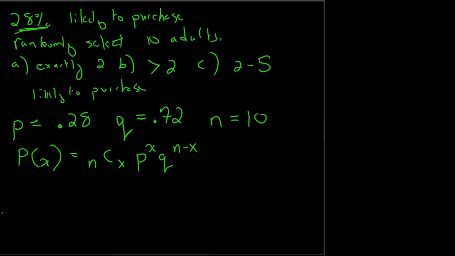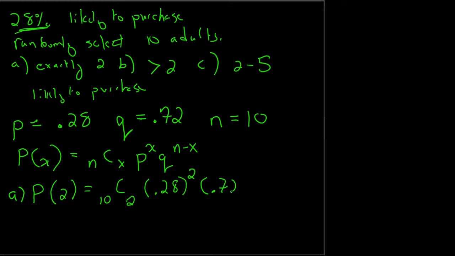Alright, so let's do part A, exactly 2. And so to get exactly 2, we want the probability of 2. Now our n is 10. Our x is 2. My p was 0.28 to the x. My q was 0.72, and to the n minus x, or 10 minus 2, is 8.